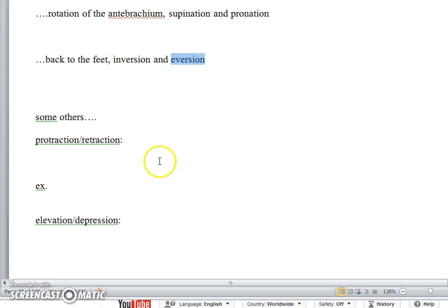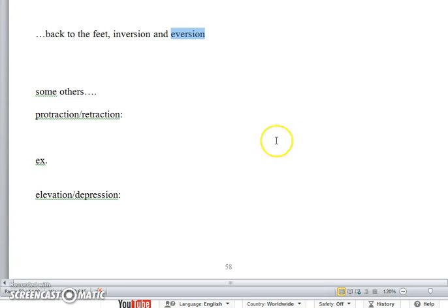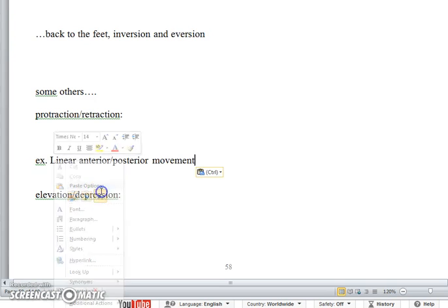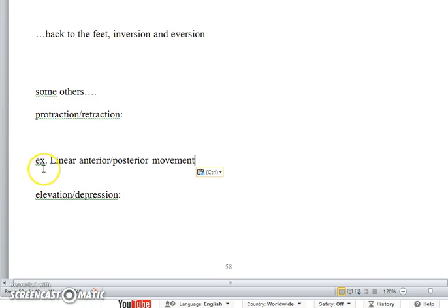Okay. Some others, elevation and depression. Here, let me start writing some of this stuff out. I've just been kind of talking. All right. Protraction and retraction is not an angular movement, it's a linear movement. So protraction and retraction are linear. Protraction is anterior, straight forward, and retraction is posterior movement.